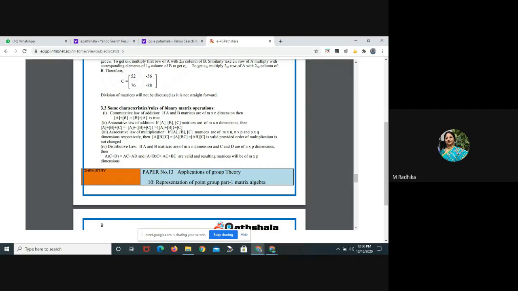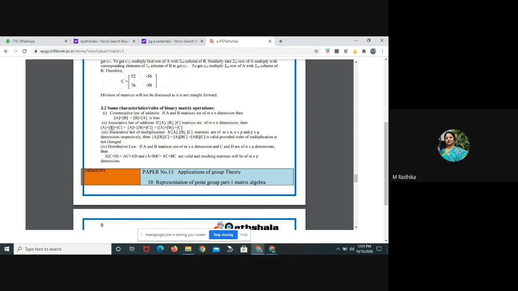That is, A plus B of the matrix will be B plus A. It also follows the associative law. It follows the law of addition as well as multiplication, associative. Whichever way you associate, the answer will be the same.